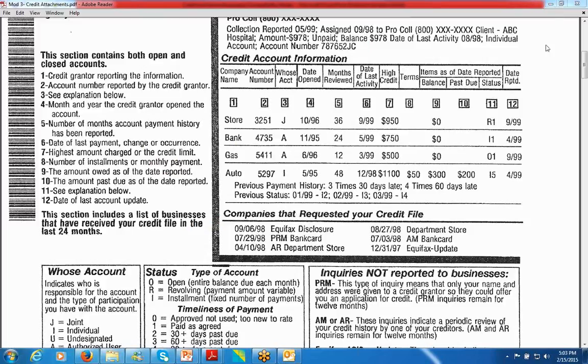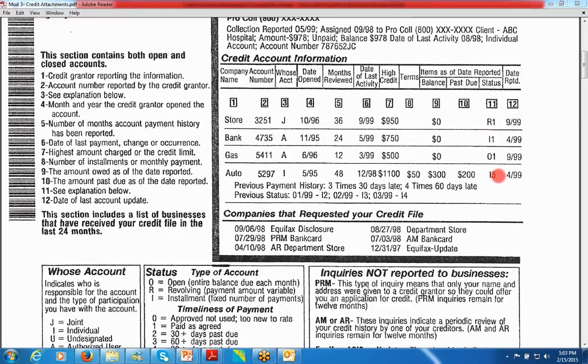Okay, you'll see that they are rated by R1, I1. They're rated 1 to 9. R for revolving, I for installment. 1 is the best you can have. This I5, that means it's a collection account.